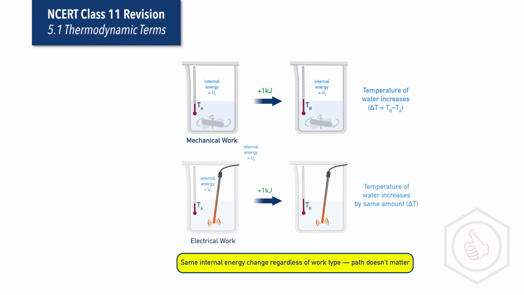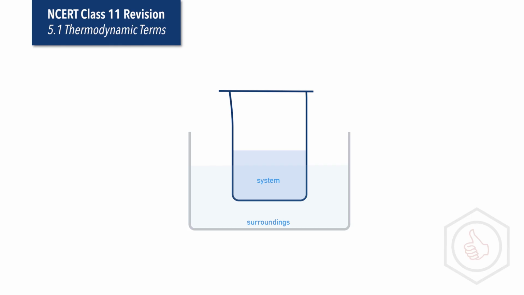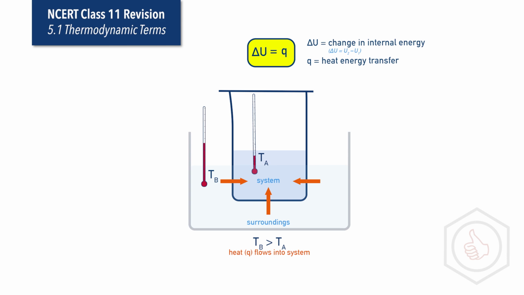Now let us consider a system with thermally conducting walls, for example a copper container in contact with a heat reservoir, like a large body of water. If water in the system is at temperature TA and the reservoir is at TB, heat flows from the reservoir to the system, if TB is greater than TA. This thermal energy transfer is termed heat. If no work is done, the entire energy change is due to heat, meaning delta U equals Q. This is a non-adiabatic process.